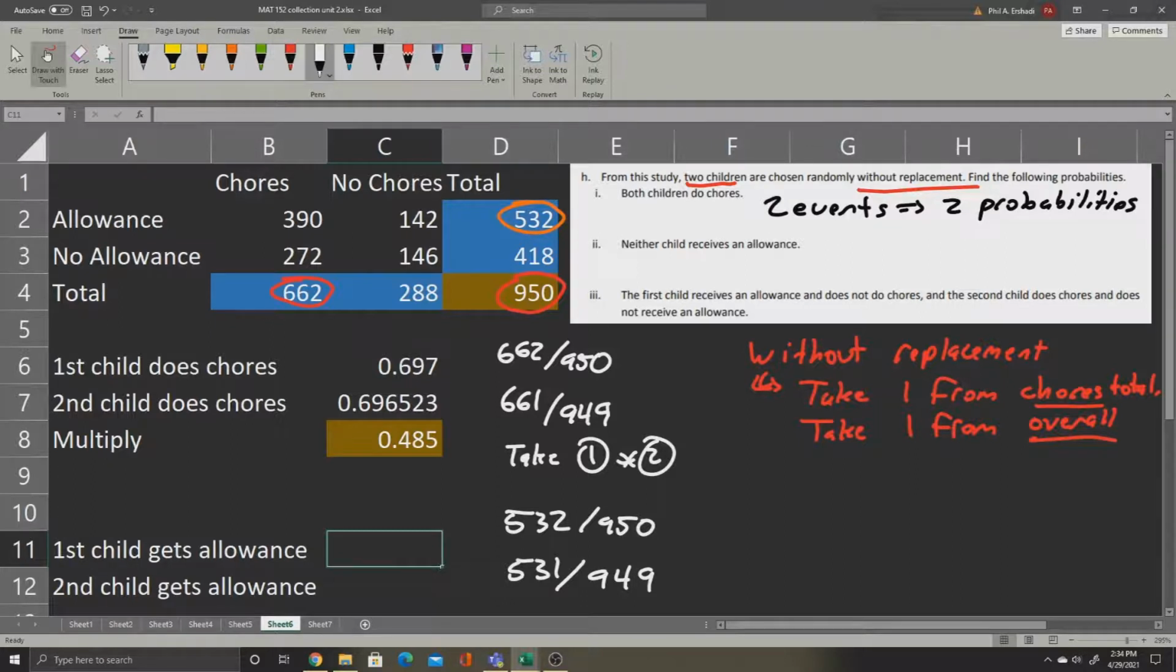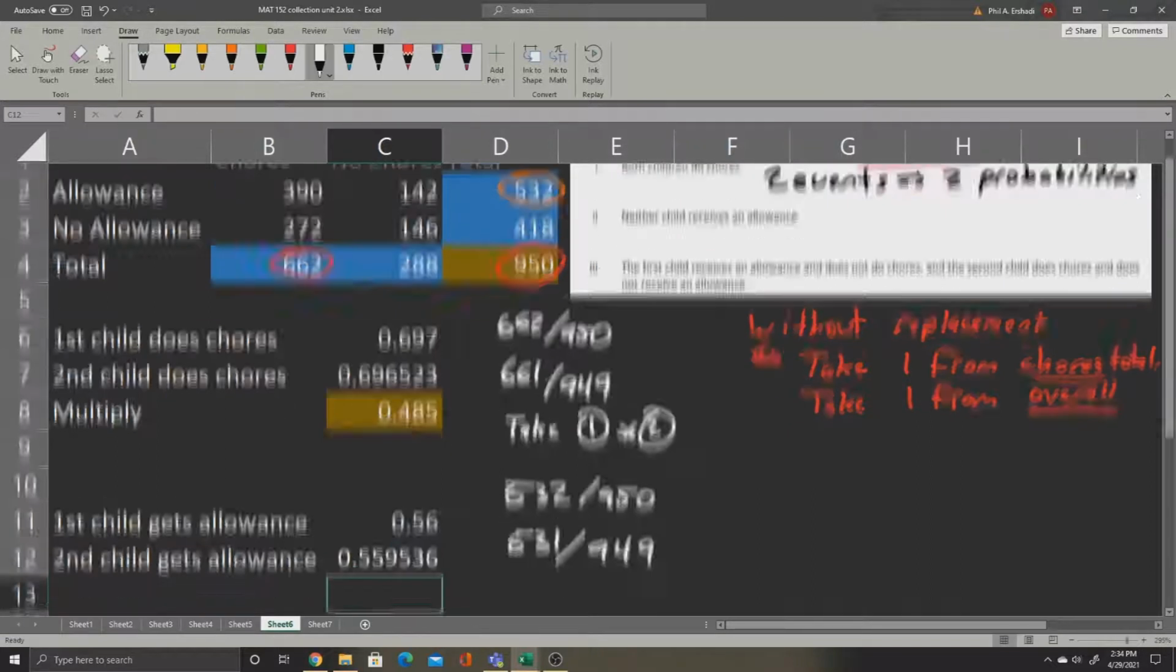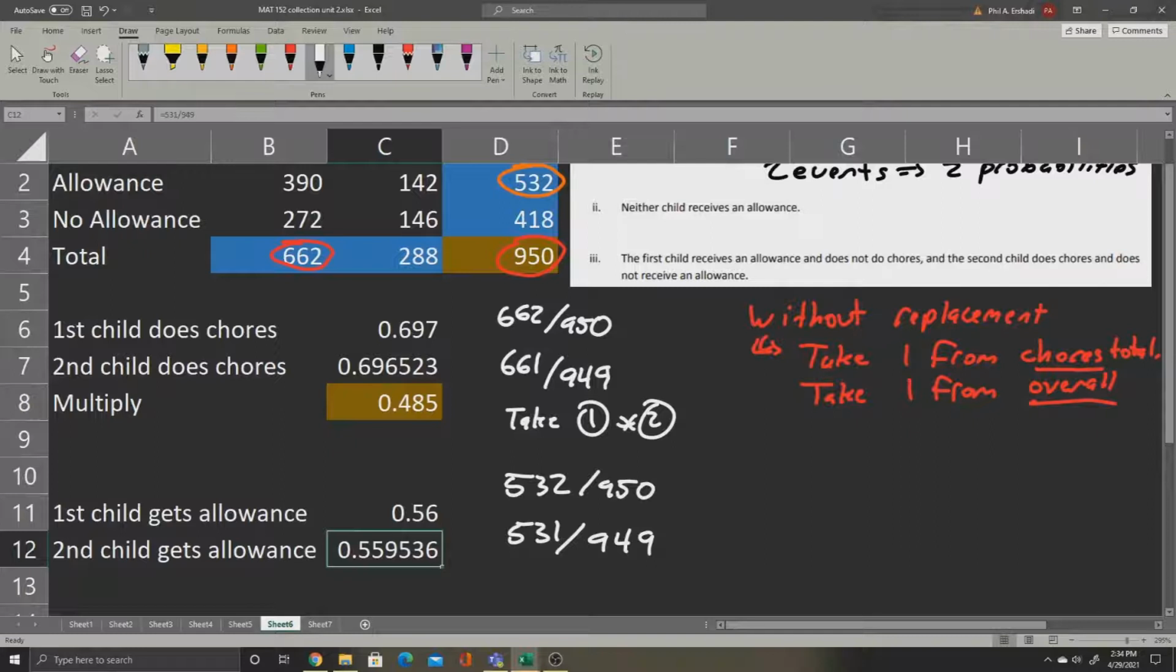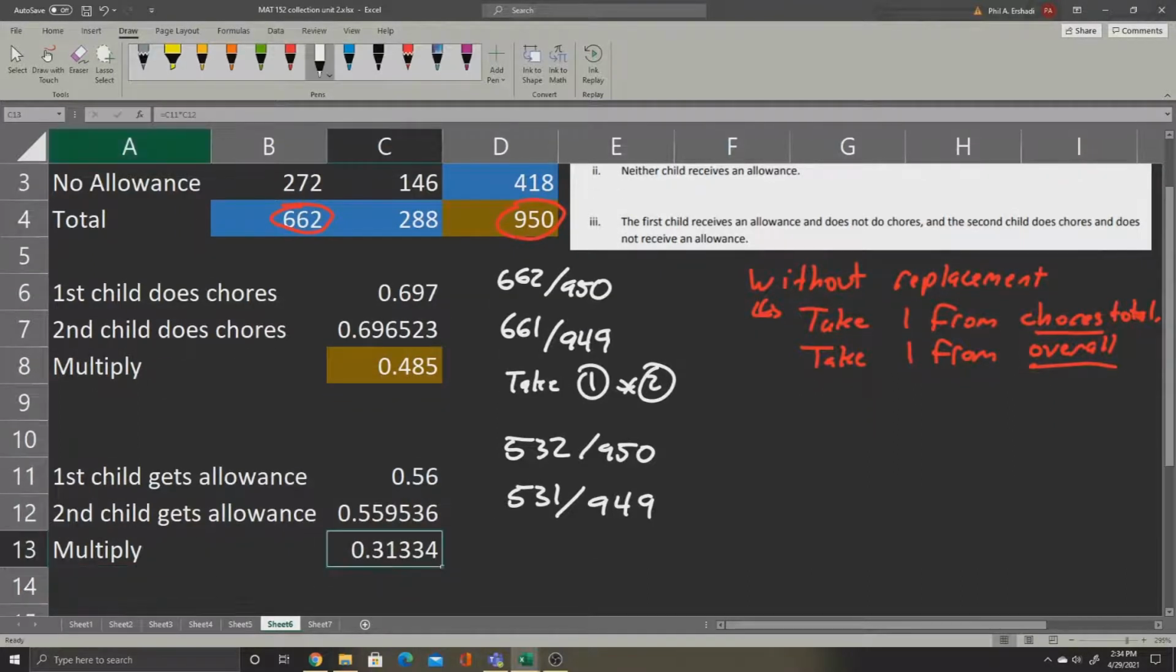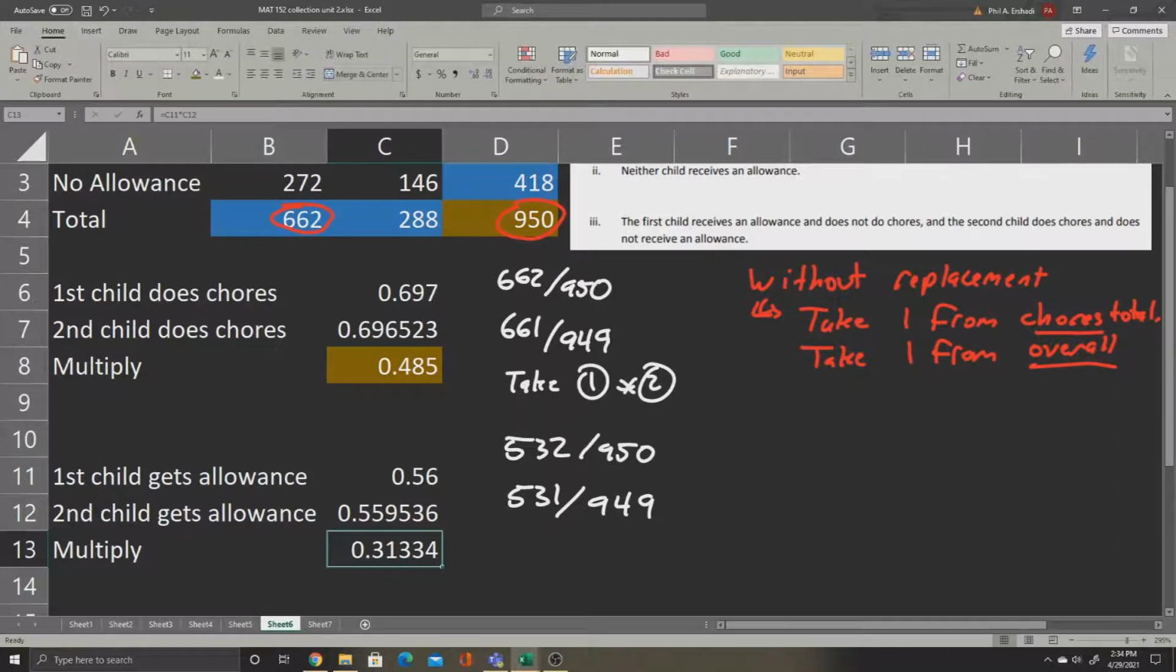Let's enter these fractions into Excel. First, 532 divided by 950, and next we'll do 531 divided by 949. Again, the probabilities are very close together, but not quite the same. To get the final answer, we multiply. We'll take C11, multiply by C12. And we get the probability that both children in a row get allowance.